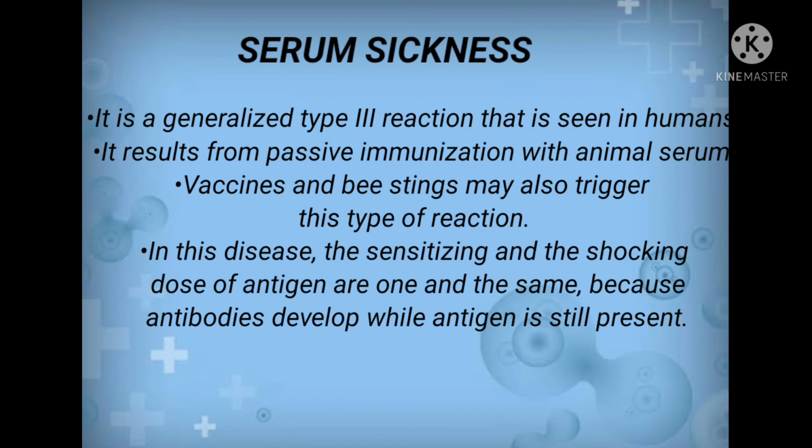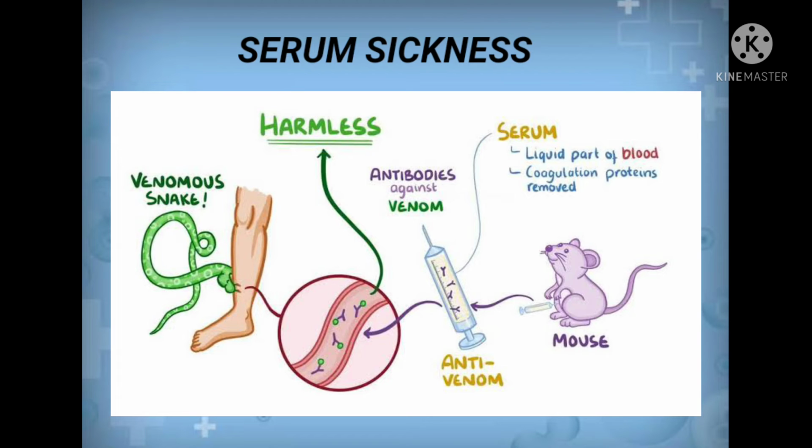Serum sickness. Serum sickness is a generalized type 3 reaction that is seen in humans, although not as frequently as it used to be. Serum sickness results from passive immunization with animal serum, usually horse or bovine, used to treat such infections as diphtheria, tetanus, and gangrene. Vaccines and bee stings may also trigger this type of reaction.